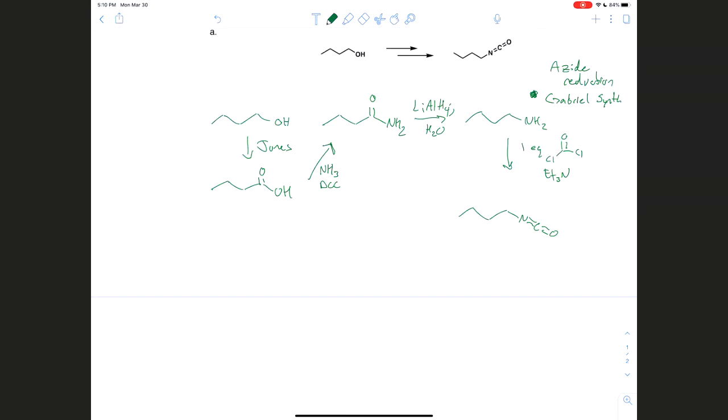I think we're good. Yeah, so the cyanide would give you one carbon too few. If we go directly from a primary amine, that'll leave you with the same number of carbons.